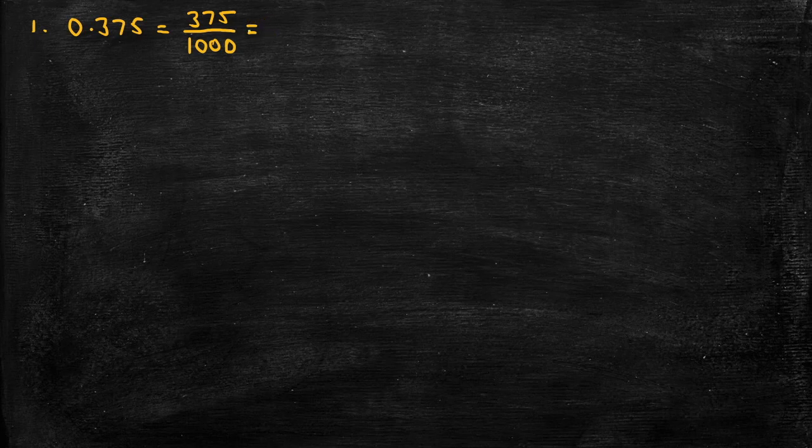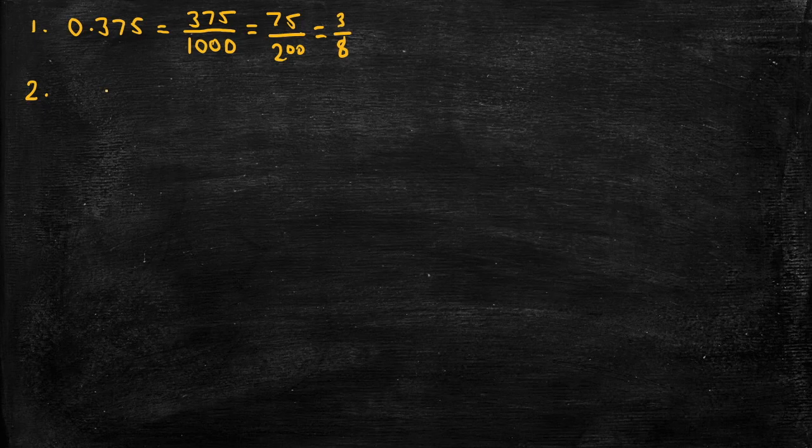In this case, 5 divides evenly into numerator and denominator, and we get 75 over 200. And then now 25 divides evenly into numerator and denominator, and we get 3 over 8. So expressing terminating decimals is relatively straightforward. Repeating decimals, though, require a little bit more work.